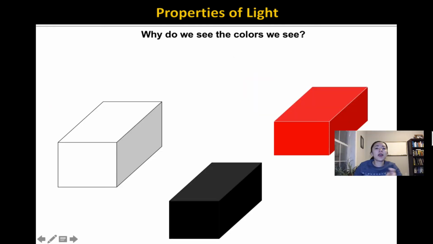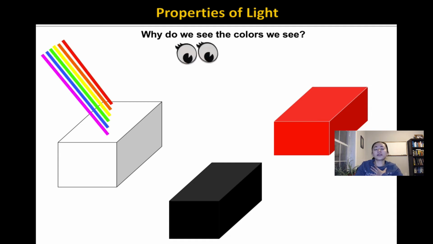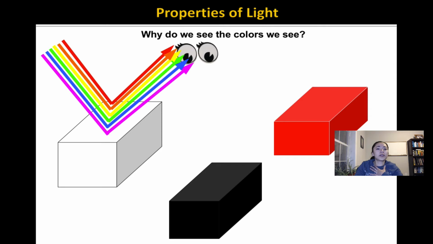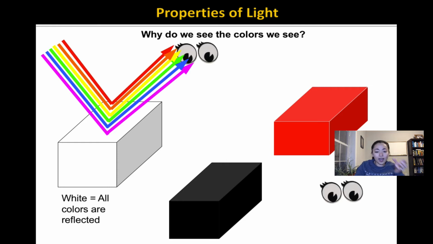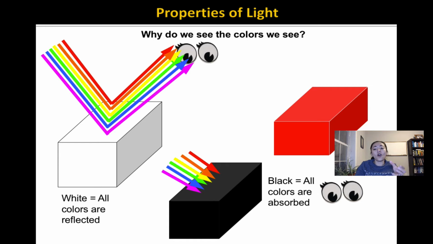Now that you understand the properties of light, let's talk about why you see the different colors that you see. When you see an object that appears white, it appears white to us because all the wavelengths of light are hitting it and all the different wavelengths of light are bouncing back towards our eyes. And our brains interpret that as white. So white, again, is the reflection of all colors of light. If we see something that looks black, that object is actually absorbing all colors of light. So none of the wavelengths of light are bouncing back to our eyes. And that's why we interpret it as an absence of light, or black.